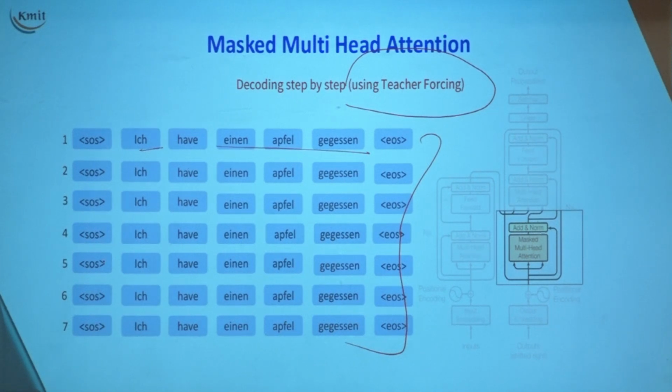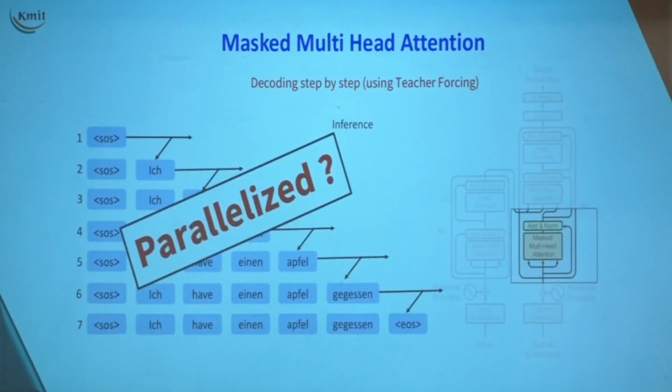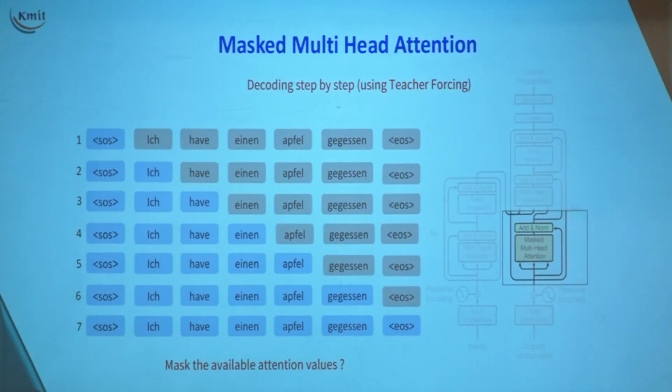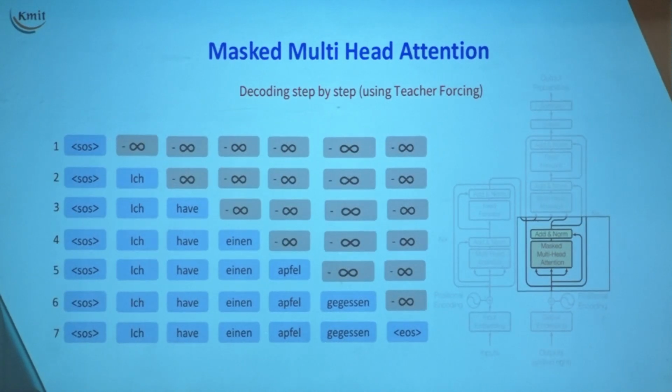There is no difference. Actually, the processing should happen this way: one word at a time. But I want parallel processing like this, and parallel processing is not giving any meaning here. So what I do is, I replace this upper triangle with what? Activation function, where I replace those masked words with the infinity symbol.